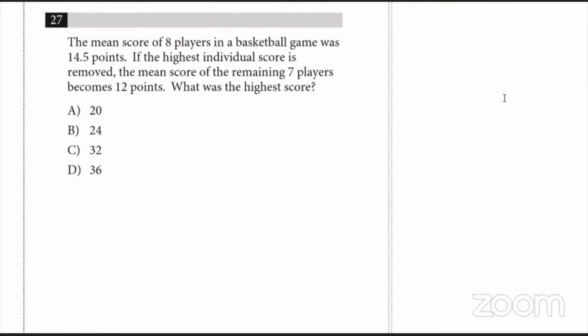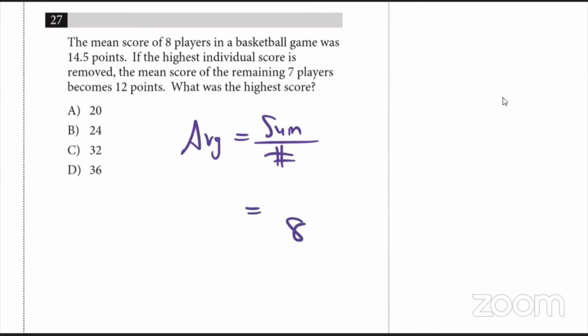Number 27. The mean score of 8 players is 14.5. The highest one is removed. The mean becomes 12. So let's take that step by step. The average is the sum over the number. So altogether there are 8 here, and the average is 14.5. So whatever it is that goes on the top right here, that's the sum of all 8.